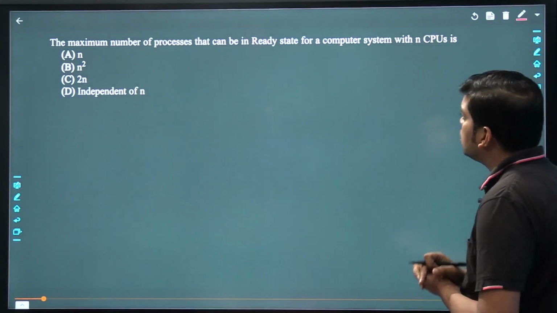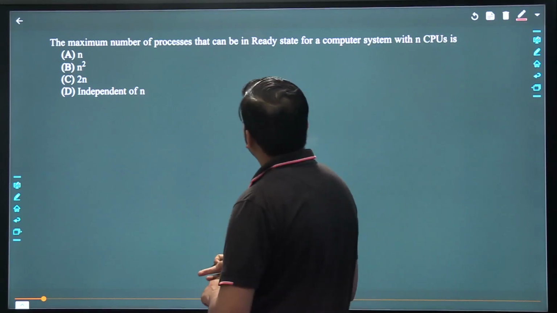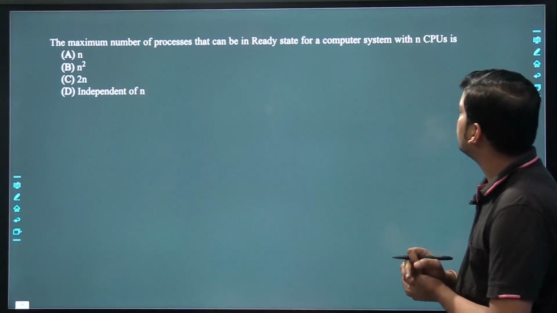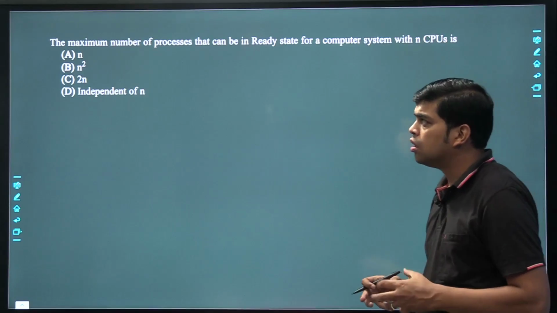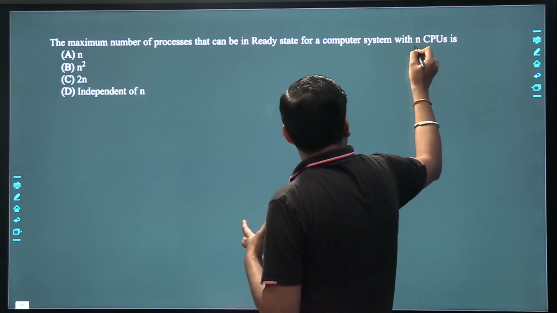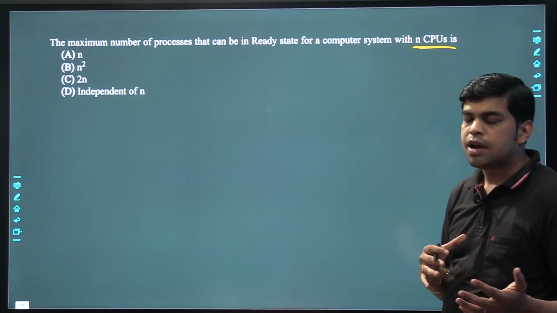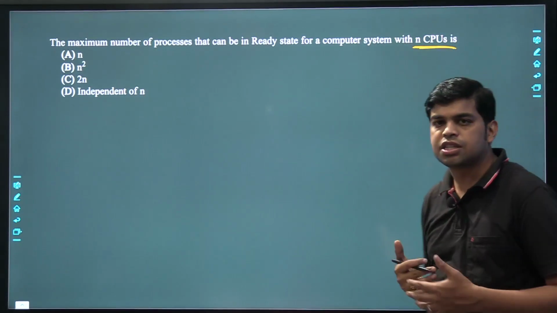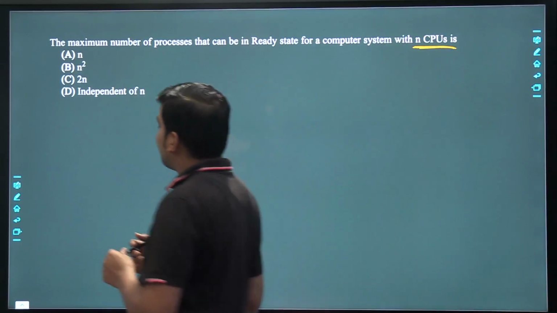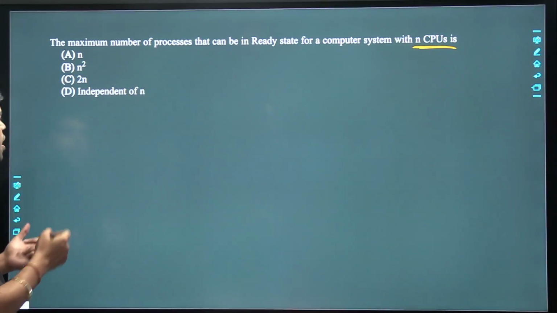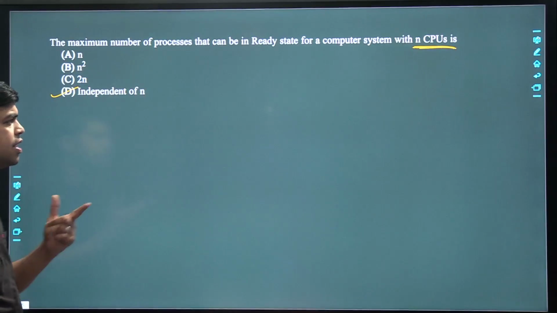Now the next question: the maximum number of processes that can be in the ready state for a computer system with n CPUs. So if there are n CPUs in this system, what is the maximum number of processes that can be in the ready state for that particular system? Definitely it is independent of n. It is a GATE question and a very easy question.